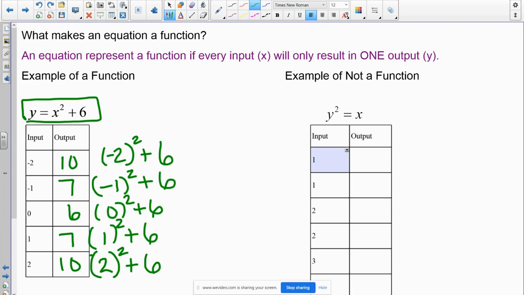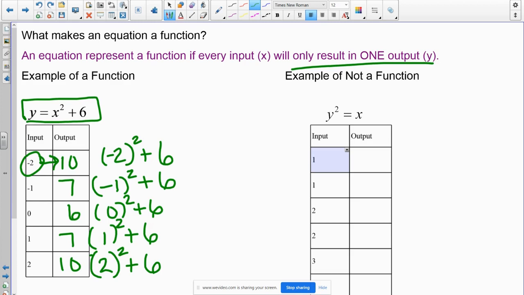So if I look at this input-output, I notice that every time I inputted a value for x, I got just one y value, or one output. Be careful. People want to tell you this is not a function because you see 2 outputs that are the same. That doesn't mean it's not a function. It can't have repeating x values. It can have repeating y values, but not x, because every input has one output.